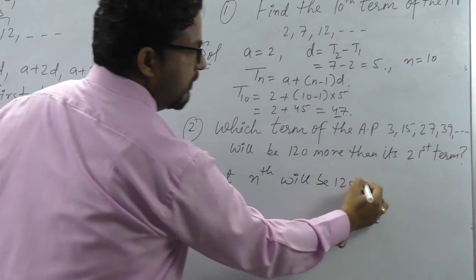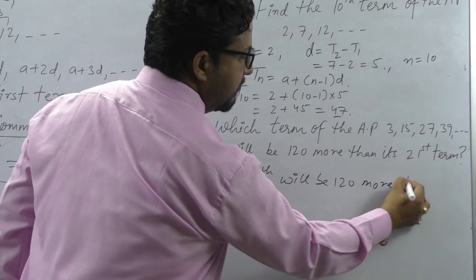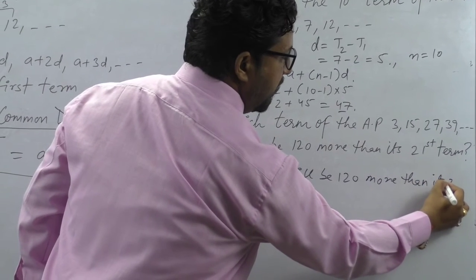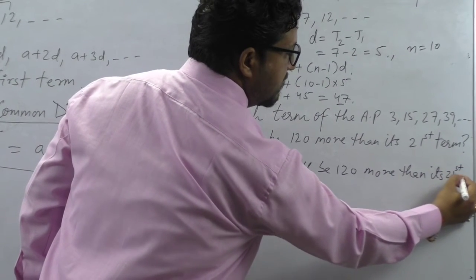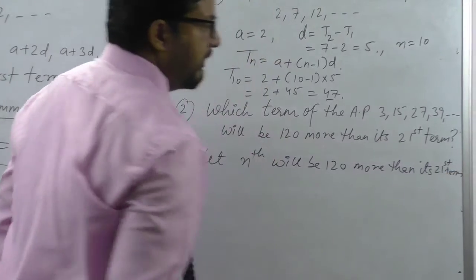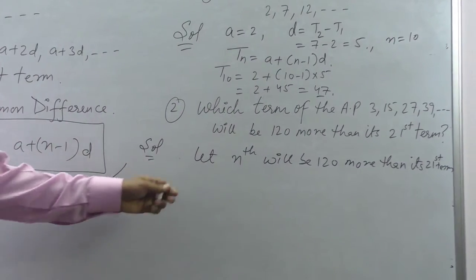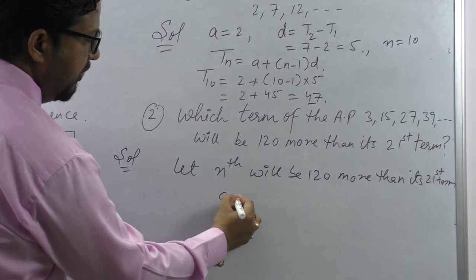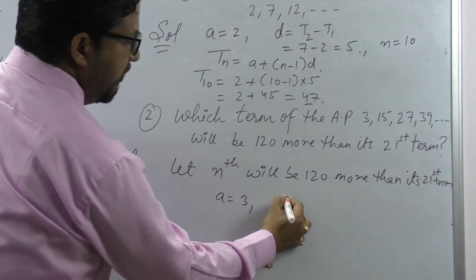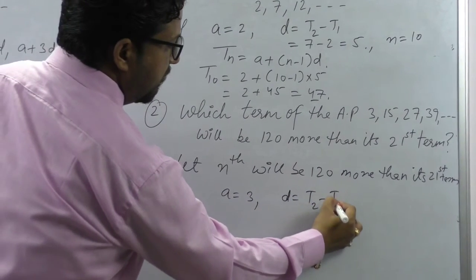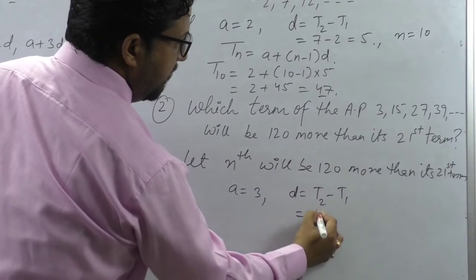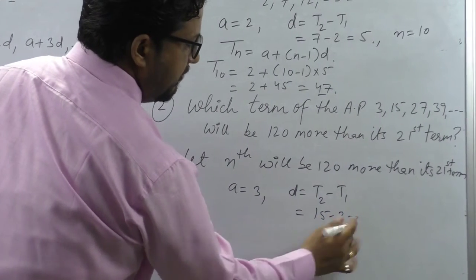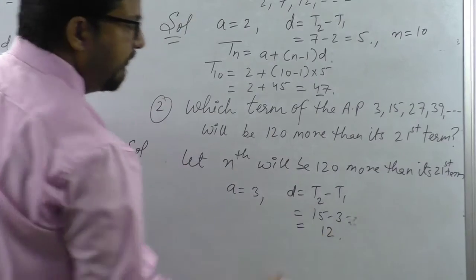Let the nth term be 120 more than its 21st term. If I write it like this, okay. Now, we already know the first term is 3, and the common difference is the second term minus the first term, which is 15 minus 3, so the answer will be 12.